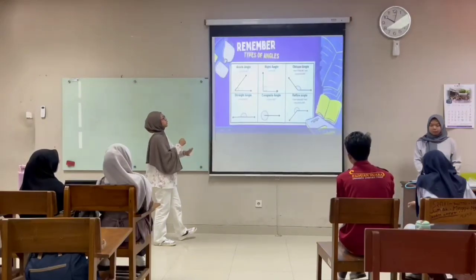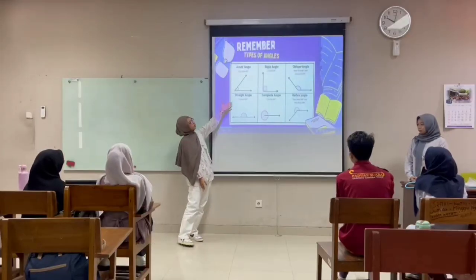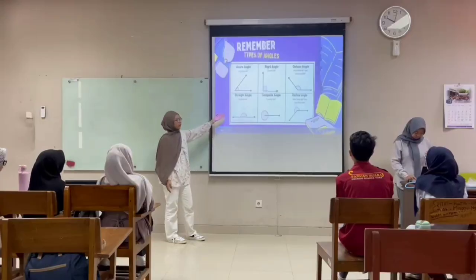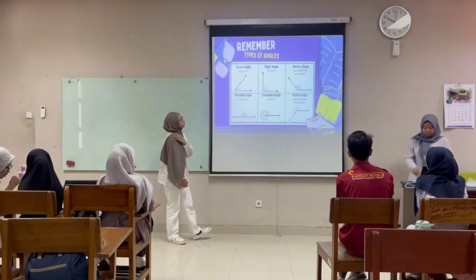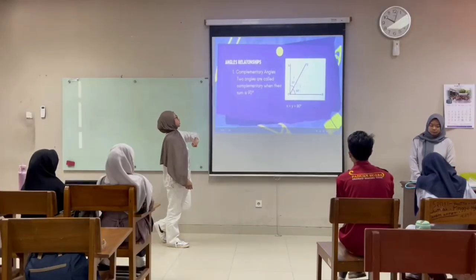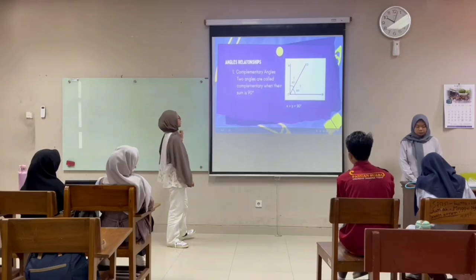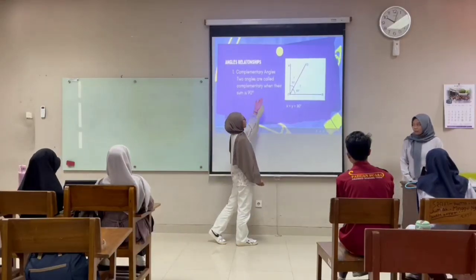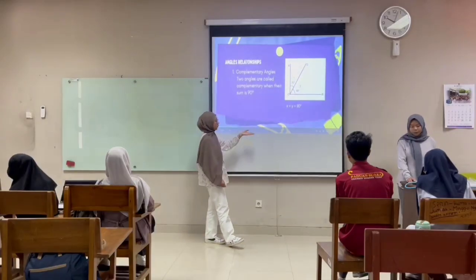Next, before continuing the lesson, let's review the basic types of angles. There are acute angle, right angle, obtuse angle, straight angle, reflex angle, and full angle. Next, angle relationship number 1 is complementary angles. Two angles are called complementary when their sum is 90 degrees. For example, x plus y is 90 degrees. 30 degrees plus 60 degrees is 90 degrees.